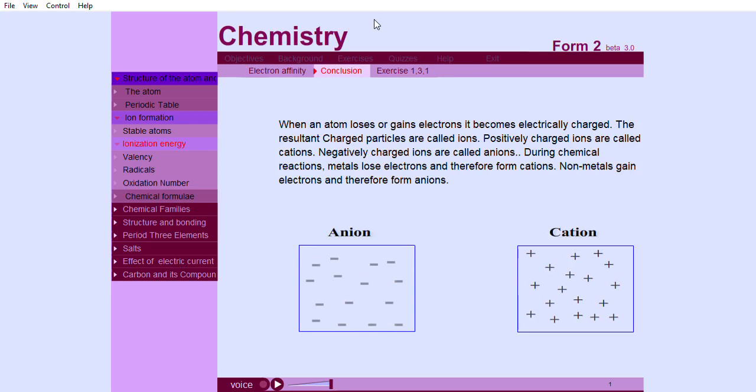When an atom loses or gains electrons, it becomes electrically charged. The resultant charged particles are called ions. Positively charged ions are called cations. Negatively charged ions are called anions. During chemical reactions, metals lose electrons and therefore form cations. Non-metals gain electrons and therefore form anions.